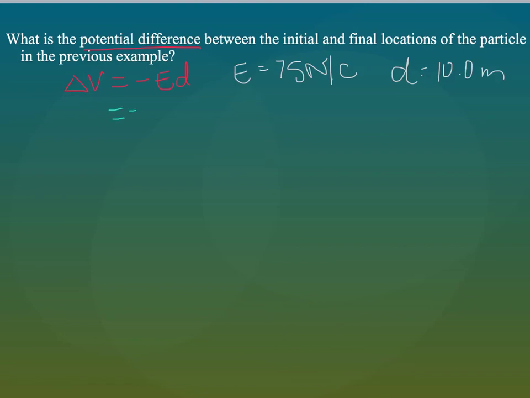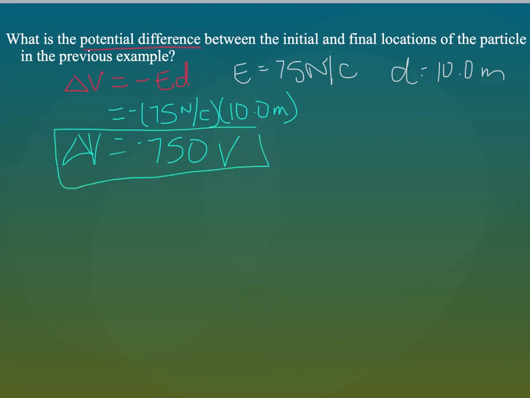We're going to get negative 75 newtons per coulomb times 10 meters. We don't even need a calculator for this one, because it gives us negative 750 volts as our potential difference. This negative just indicates the direction of the potential difference, so don't worry too much if you get a negative answer. Negative just indicates direction.